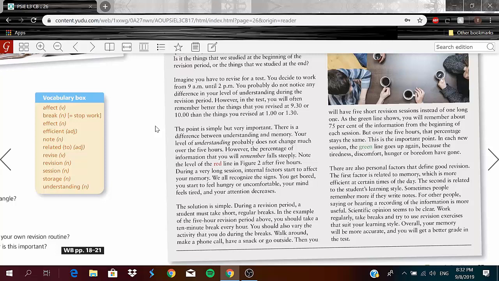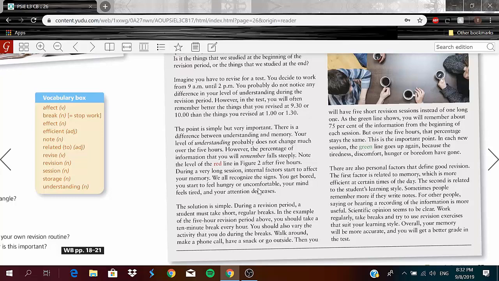Scientific opinion seems to be clear. Work regularly, take breaks, and try to use revision exercises that suit your learning style. Overall, your memory will be more accurate, and you will get a better grade in the test.